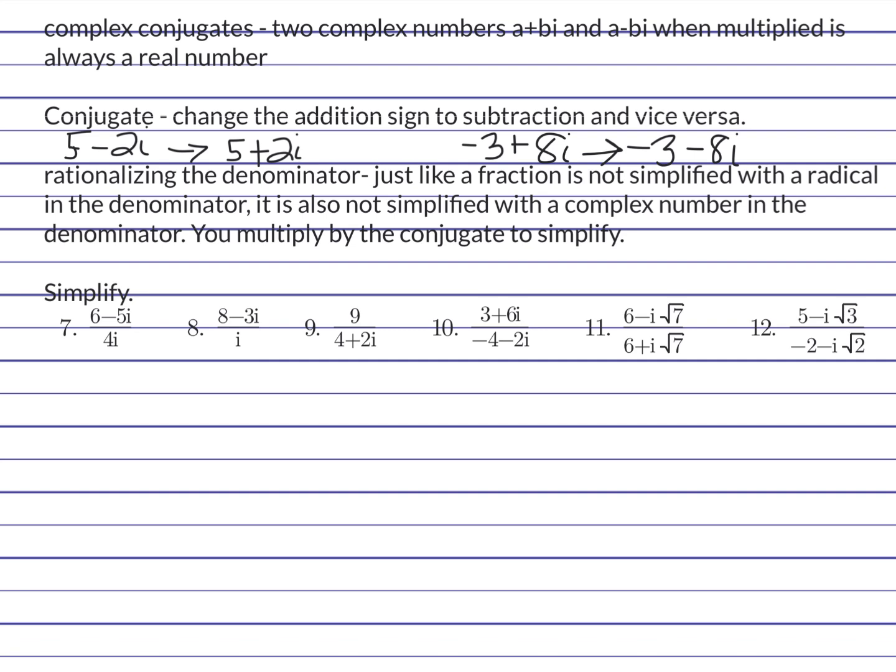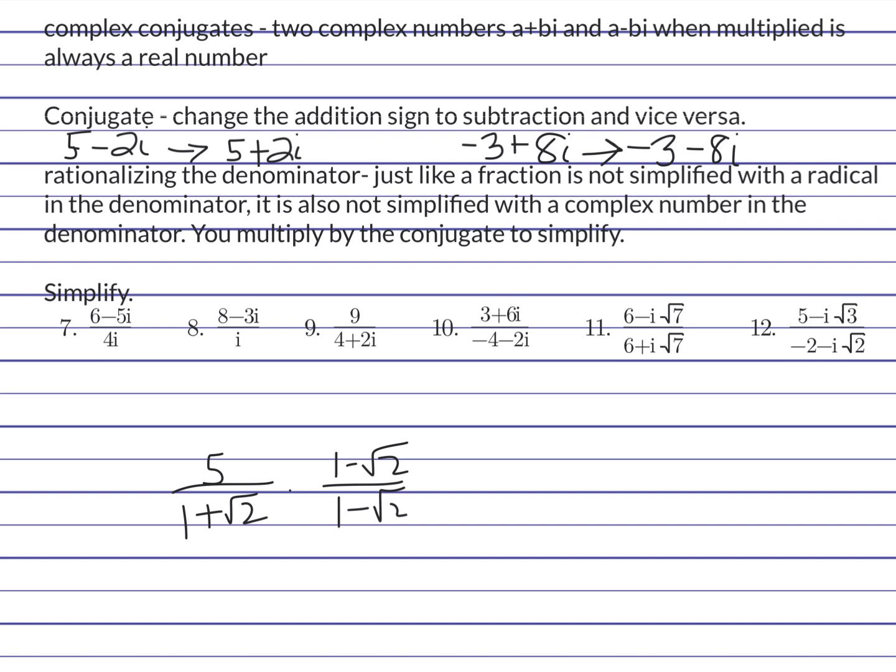If we were going to simplify this, we would multiply by the square root of 2. That's just how you rationalize the denominator. When you have a radical, just multiply by the radical that's there, as long as it is simplified. Now, if you had this, then you would multiply by the conjugate, 1 minus the square root of 2, to simplify.